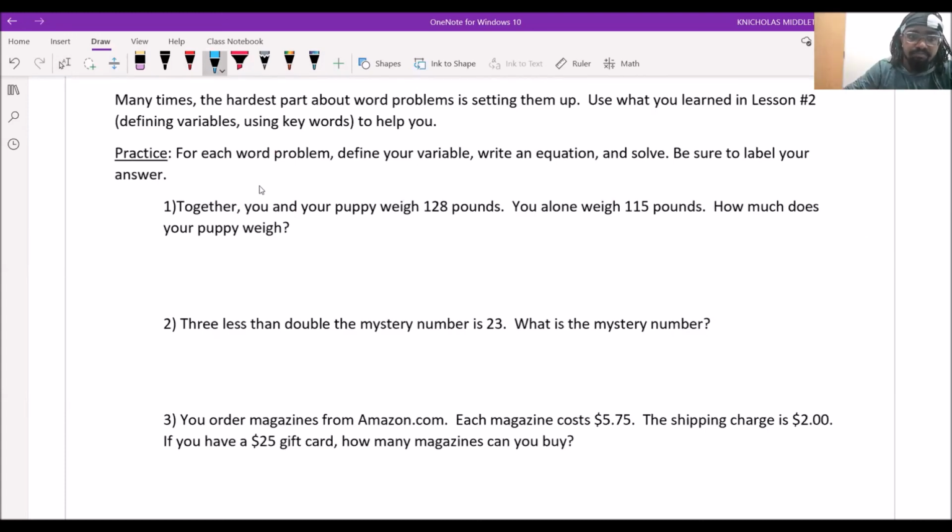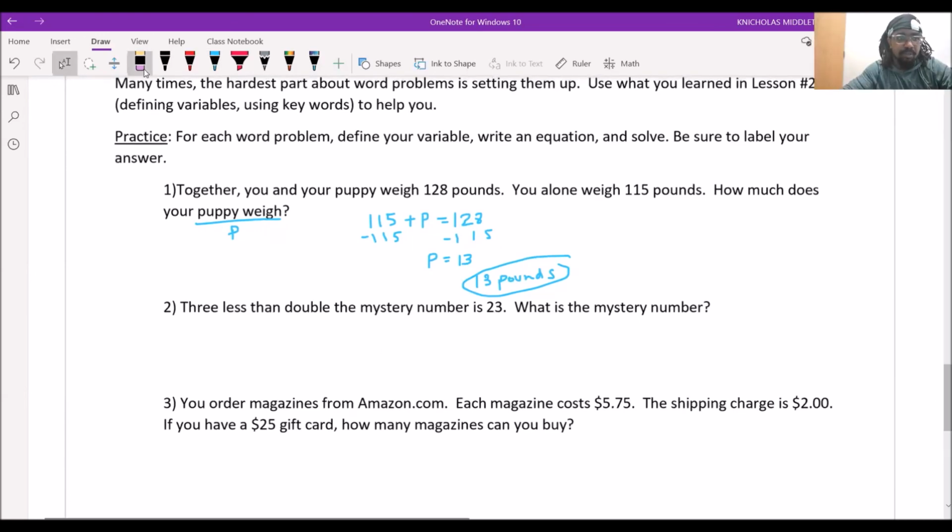Here we go. It says, together, you and your puppy weigh 128 pounds. You weigh 115 pounds. How much does your puppy weigh? Pretty simple here. I'm going to say P. P stands for my puppy's weight. It tells me that I weigh 115 pounds. Together with my puppy, we weigh 128 pounds. So I subtract 115 from both sides. And I get that my puppy weighs 13 pounds. Answer the question, 13 pounds. Okay, makes sense. I could check it.